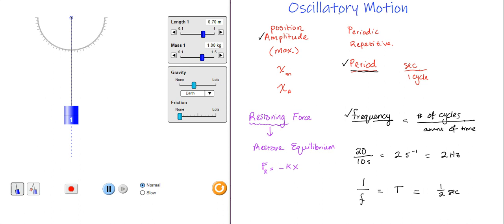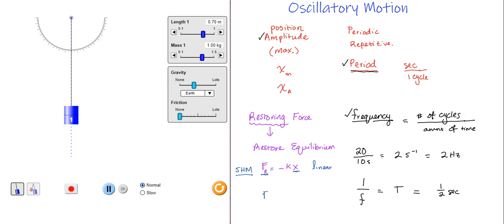Now there's an important distinction to know about restoring forces. If the restoring force is linear, or directly proportional to the distance of displacement, or the angle of displacement, then this particular kind of oscillatory motion is referred to as simple harmonic motion. Simple harmonic motion is only true if there's a linear restoring force. Simple harmonic motion is a kind of oscillatory motion. So all simple harmonic motion is oscillatory motion, but not all oscillatory motion is simple harmonic motion.